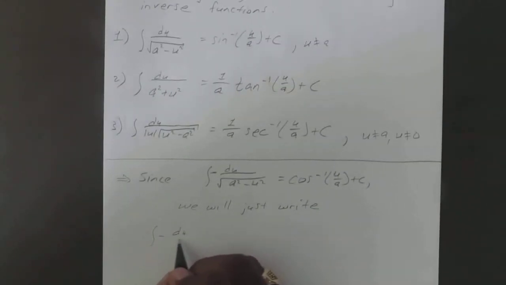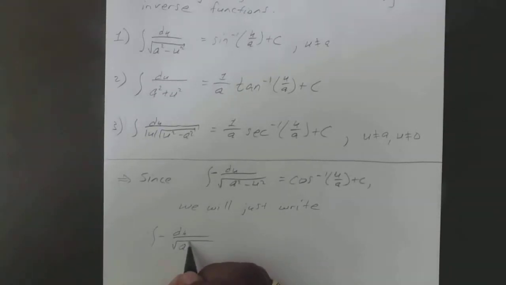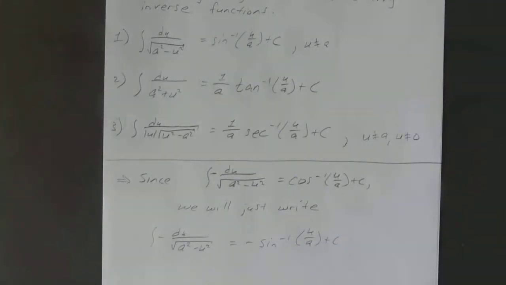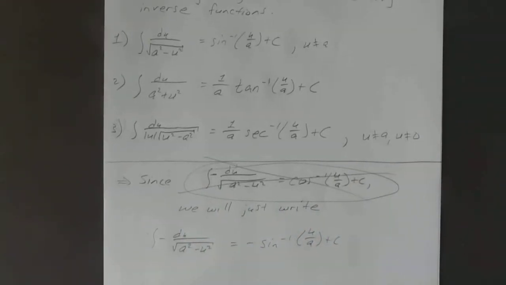So negative du over the square root of a squared minus u squared equals negative sine inverse of u over a plus c. Kind of takes away having to memorize that at all, which you don't want to. So instead of 6 formulas, you only have 3. The difference between the tangent inverse and cotangent inverse is just a negative sign, so we'll just write it as a negative tangent inverse. Same with secant and cosecant. The only difference is a negative sign.